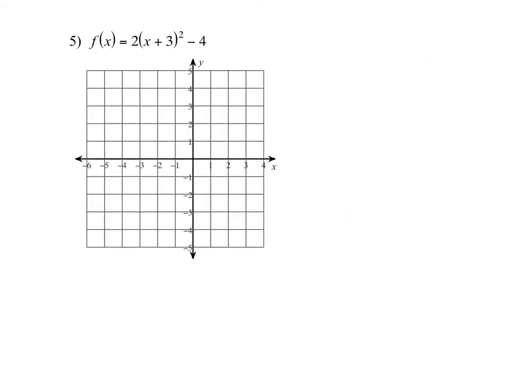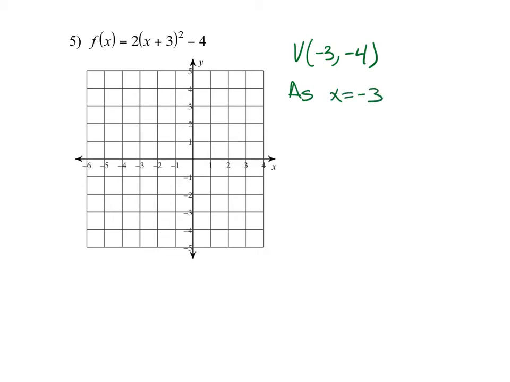The next one, this one changes a little bit because I have that 2 in front of it, right? Let's see what's going to happen with the graph. So my first thing is that the vertex is going to be exactly the same. So I have negative 3, negative 4. Right? My axis of symmetry, again, is exactly the same. The axis of symmetry is x equals negative 3.